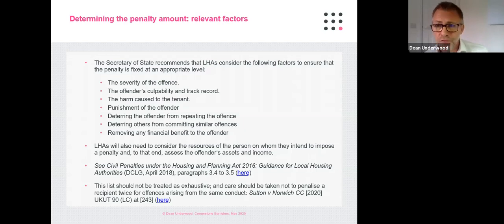The rationale for that is that in small companies in particular, the directors or director are likely to be the principal shareholders, and so penalising both the company and them for the same conduct is likely to penalise the same person twice ultimately, and therefore the totality principle has to be borne in mind. Take a look in that regard at paragraph 243 of Sutton and Norwich.